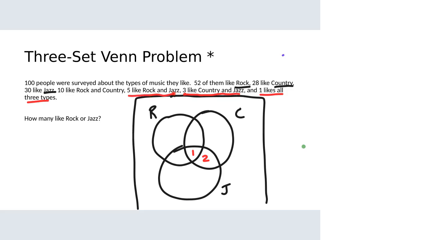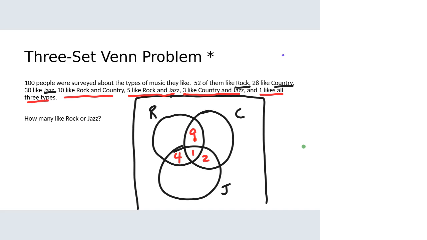Continuing backwards, 5 like rock and jazz. So we do the same thing. We look for where do rock and jazz overlap, the intersection of rock and jazz, that's over there. And so in that football-shaped region, we need to have a total of 5 people. Well, so far we have 1, so we need 4 more. Now we have 5 people in the overlap of rock and jazz. 10 like rock and country. Okay, well, rock and country, those two are going to overlap right here. And so I need a total of 10 people in there. I already have 1, so that means I put 9 more into that overlap.